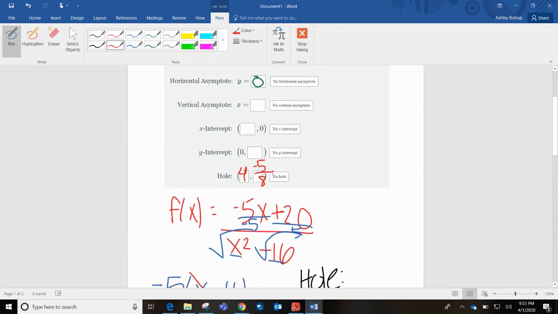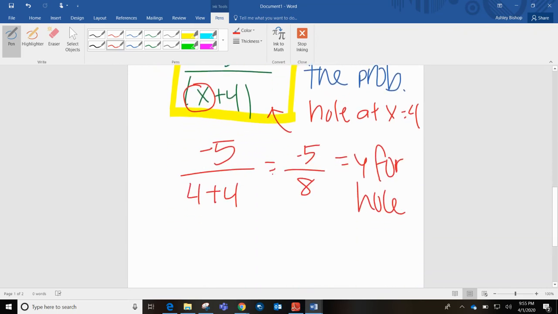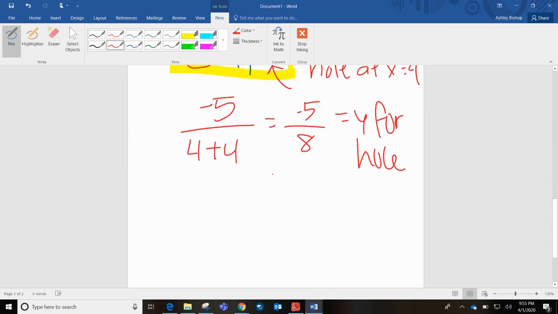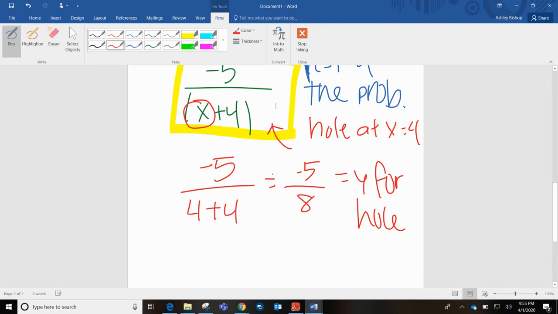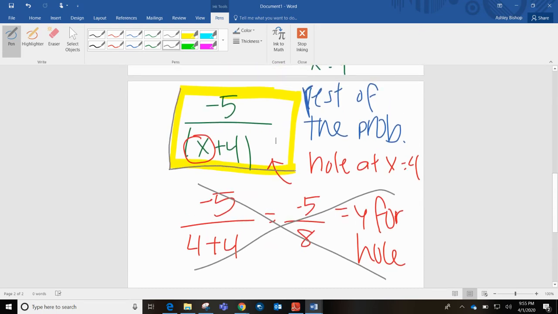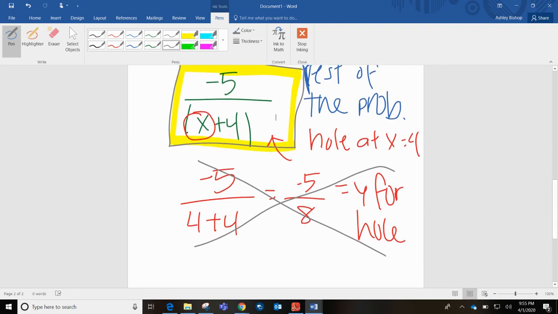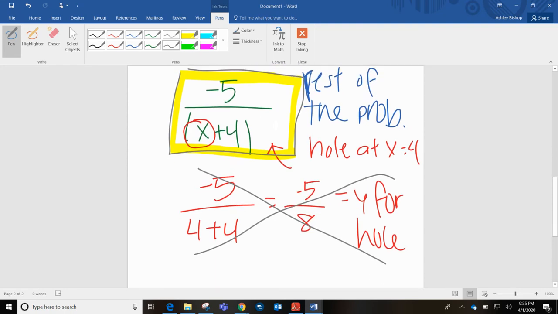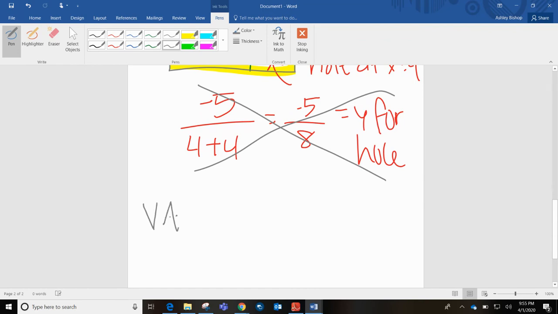And so then my vertical asymptote, remember vertical asymptotes are whatever is left in the equation. So this was just work for the hole. So I'm going to lightly cross it out. That was just work for the hole. So for everything else, we need to use what we were left over with. So I was left over with -5 divided by x plus 4. So whatever is left in the denominator is my vertical asymptote.